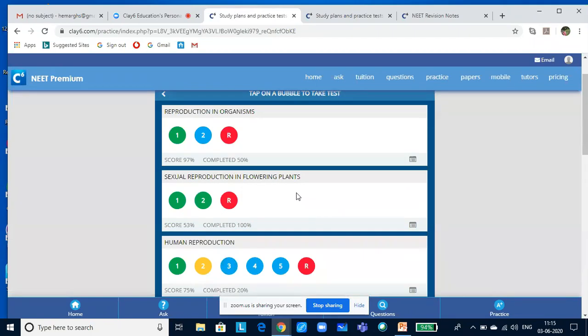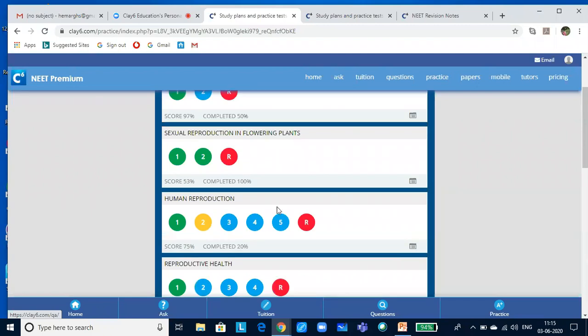A green bubble indicates that you have already completed the test, but you can always visit if you want to redo the test, if you want to revise or if you want to improve the scores. After understanding the concept, you can always revisit it. A blue bubble shows that you are yet to take the test, you have not started with the test. A yellow bubble indicates that you have started the test but you have not completed it.